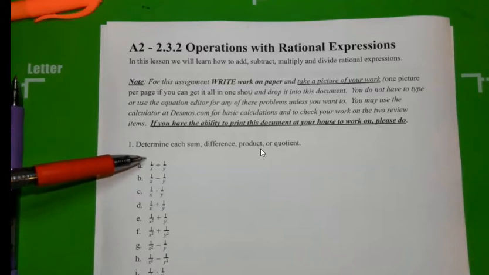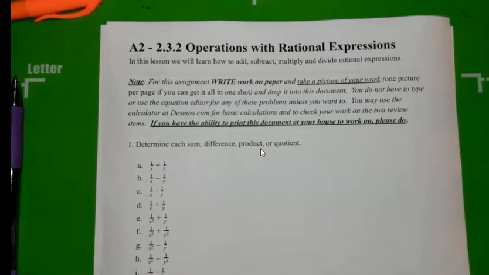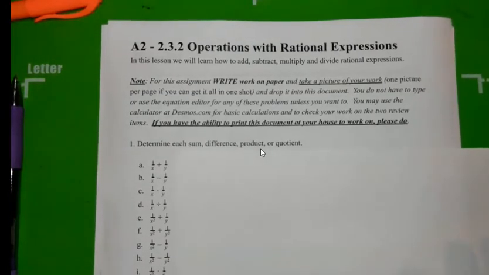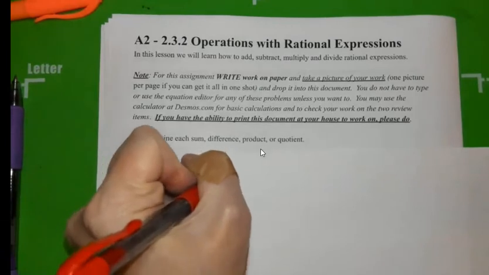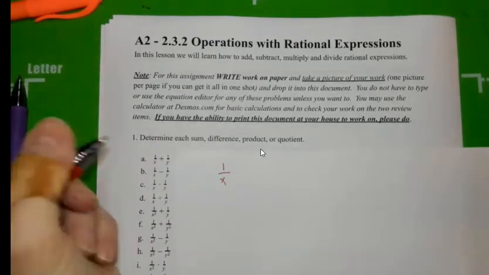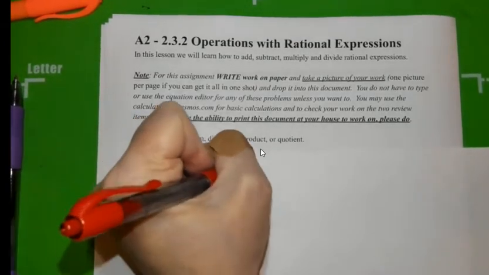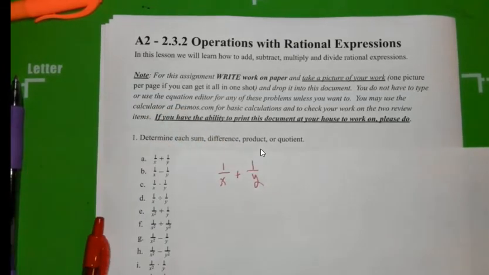For 1a, it says add 1 over x plus 1 over y. So I'm going to use a separate sheet of paper to write on, so I don't mess up my copy, but y'all can write right next to the problem if you can print this. Notice the denominators of the two fractions are different, 1 over x plus 1 over y. In order to add fractions, you have to have the same denominator. So what are we going to do?